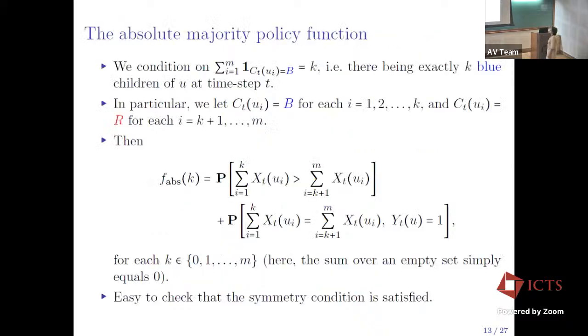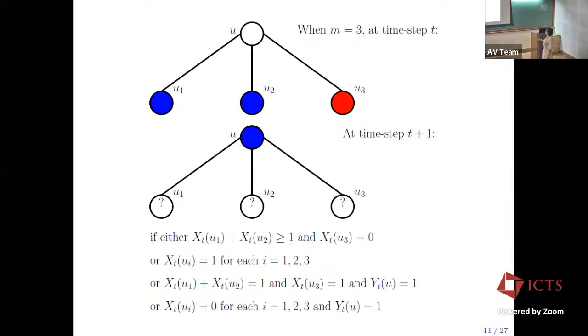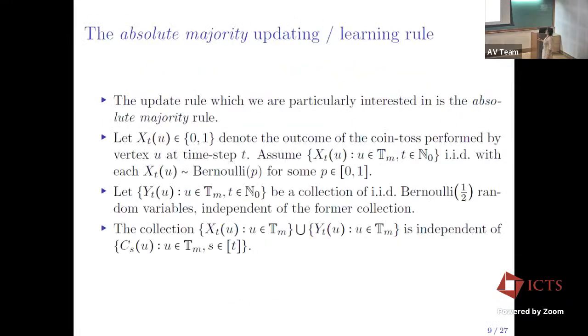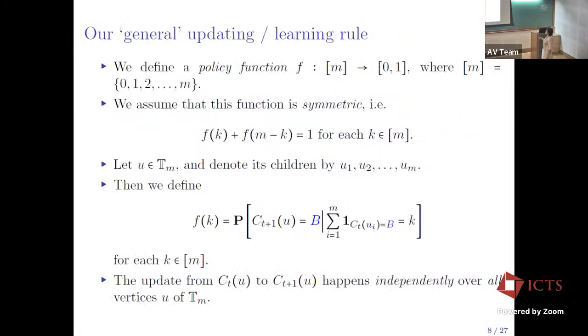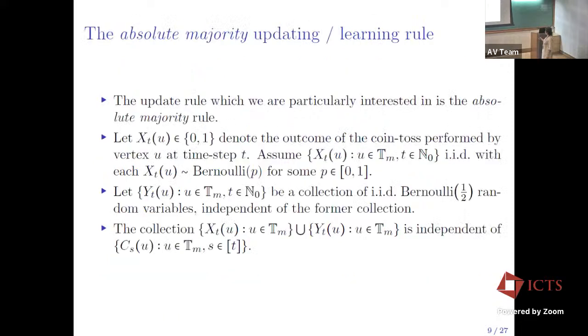So what's the policy function now? If you recall the policy function definition, which was this conditional probability. So f of k would be the probability that u is assigned the color blue at time step t plus one, conditioned on it having precisely k blue children at time step t.